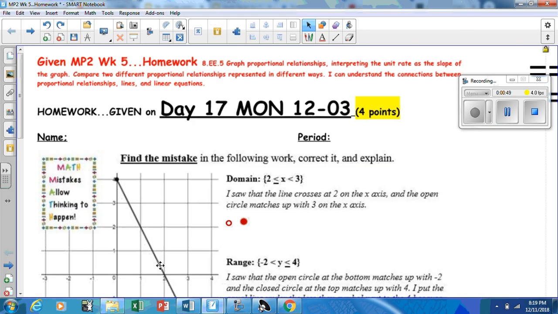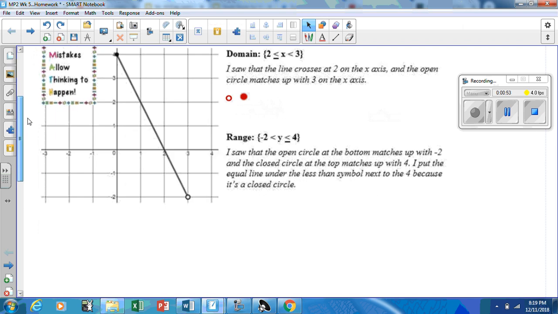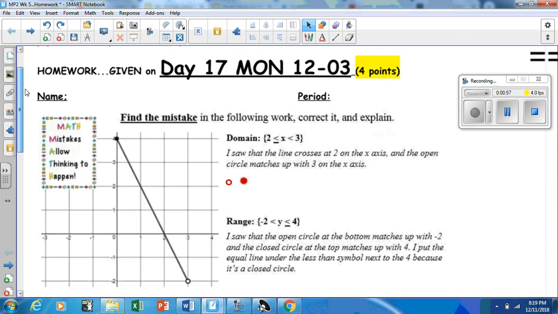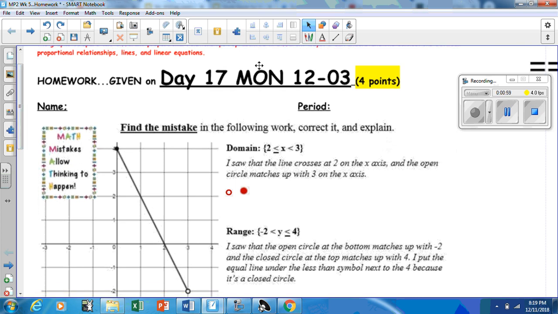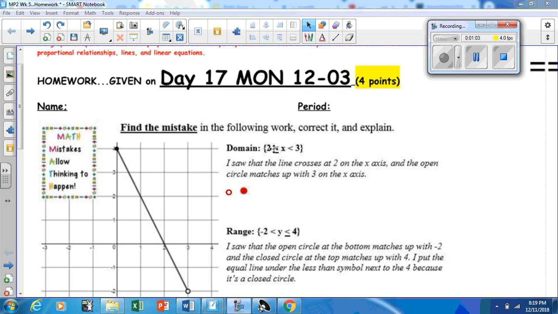It's asking us to find the mistake here. So let's take a look at it. Looking at domains, and domains typically focus on our x values, where in contrast, our range focuses on our y values. So let's see. It says, I saw the line cross at 2 on the x-axis, and the open circle matches up with 3 on the x-axis. So here's what I'd ask you to consider.